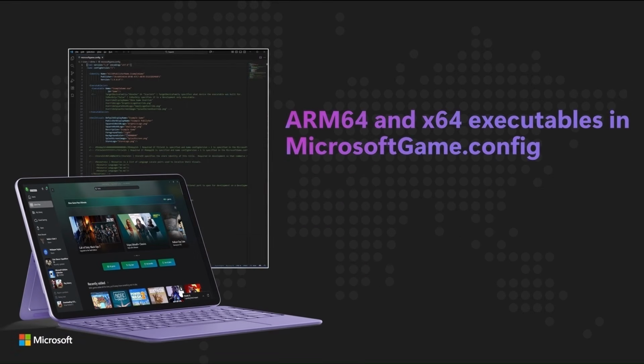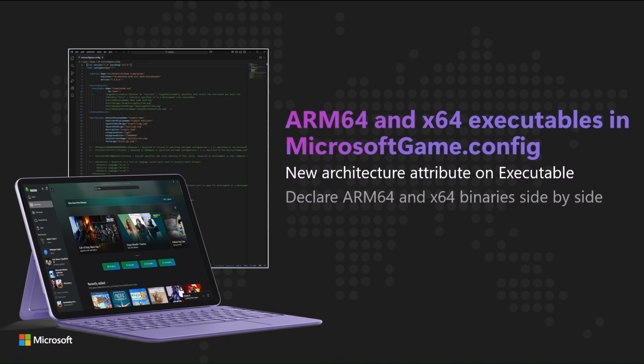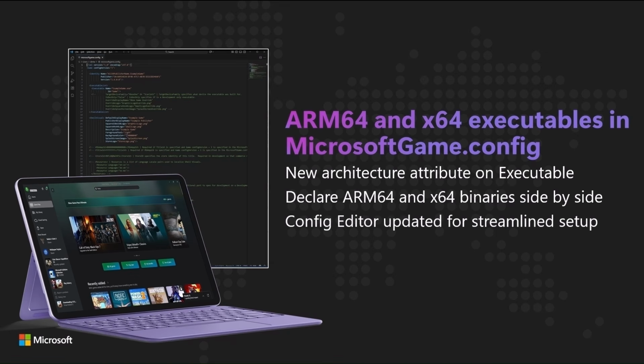ARM64 and x64 executables in Microsoft Game.config. The Microsoft Game.config schema now supports specifying an ARM64 binary alongside an x64 binary. Use the new architecture attribute on the executable element to declare which binary is ARM64 versus x64. The Microsoft Game Config Editor has been updated to make this straightforward. This enables native performance on ARM64 machines and simplifies multi-architecture builds, testing, and Microsoft Store packaging.